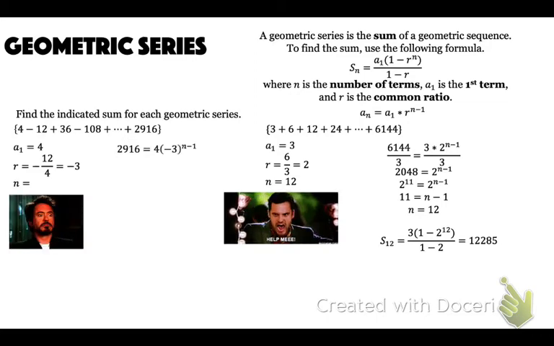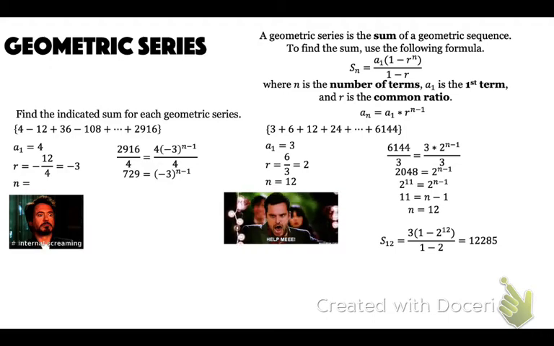Okay, so I'm going to use my formula. So this is a sub n here. This is a sub 1. This is r. And then this is the thing I'm trying to find. Okay. So then I divide by 4. I get 729 equals negative 3 to the n minus 1. Now I need to check powers of negative 3. And you can't use logs to solve this because it would give us a base of negative 3, which is not cool.